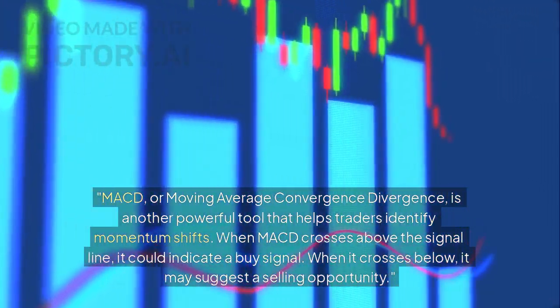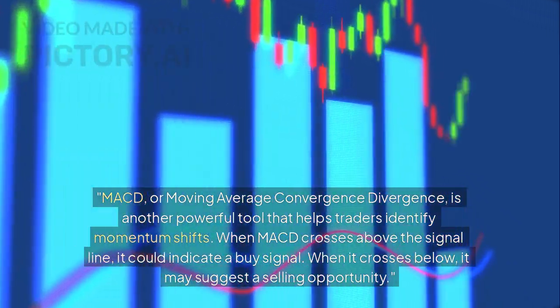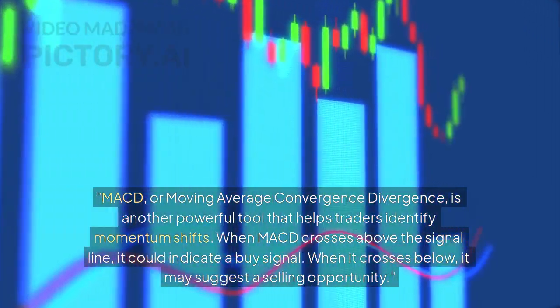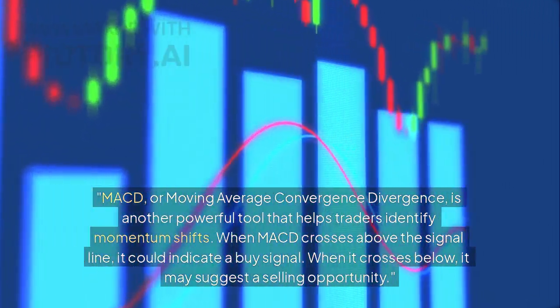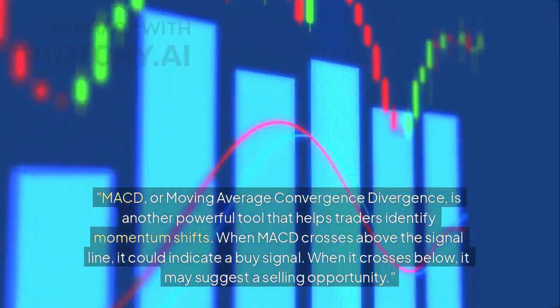MACD, or Moving Average Convergence Divergence, is another powerful tool that helps traders identify momentum shifts. When MACD crosses above the signal line, it could indicate a buy signal. When it crosses below, it may suggest a selling opportunity.